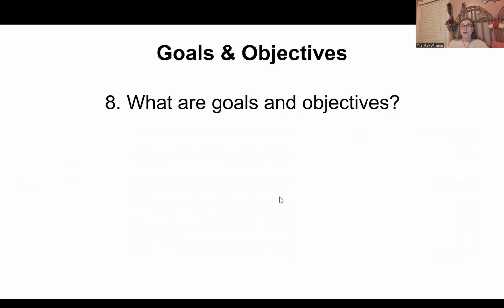All right, number 8 for your participation document. What I want you to do is to write in your own words what goals and objectives are. What's the difference between them? And again, I want you to do that in your own words. This can be a great way for me to do an informal assessment of whether or not you're acquiring these skills and also an assessment of my instruction. So after you write what IEP goals and objectives are in your own words, come on back and we'll talk about it together.